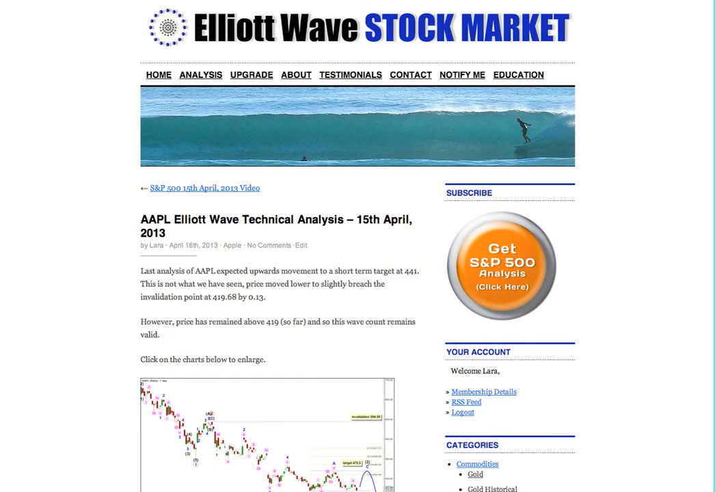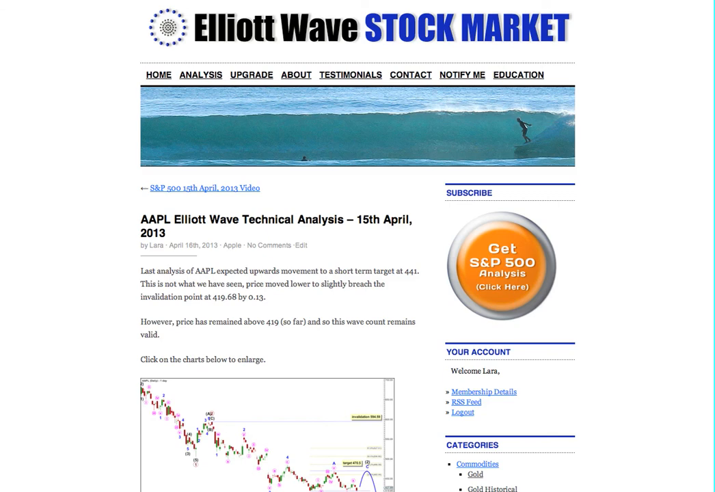Last analysis, I expected upwards movement to a short-term target at 441. That's not what we got. The triangle was not a fourth wave, it was a B wave. Price moved out of the triangle strongly downwards, not upwards. We have an extension of that B wave at minor degrees sideways. It's remained valid. Price has remained just a bit above 419. While it's above 419, I'll expect upwards movement.